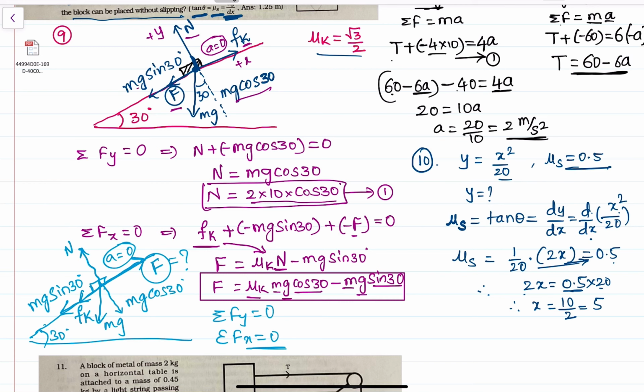x equal to 5. Substitute this x equal to 5 value in the y equation again in order to get the height. So y is equal to x square by 20, that is 5 square by 20. 5 square is nothing but 25. 25 by 20 is nothing but 5 by 4. 5 by 4 is nothing but 1.25 meters. This is the answer.